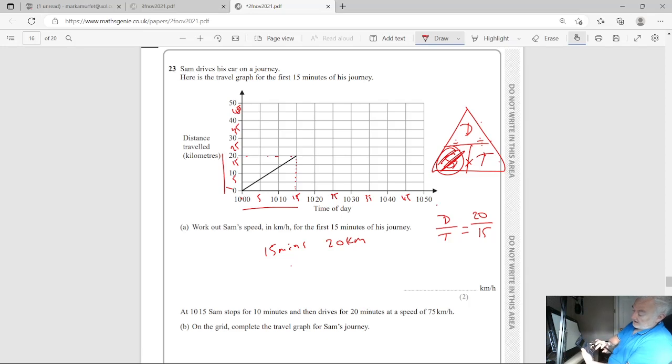20 divided by 15 gives me 4/3. I'm going to leave it as a fraction because it's 1.333333. So that gives me 4/3. And think what we're doing. This is kilometers per minute. We want it kilometers per hour. How do I get from minutes to hours? I need to times it by 60. There are 60 minutes in an hour. So I'm going to times 4/3 by 60, and that gives me 80 kilometers per hour.